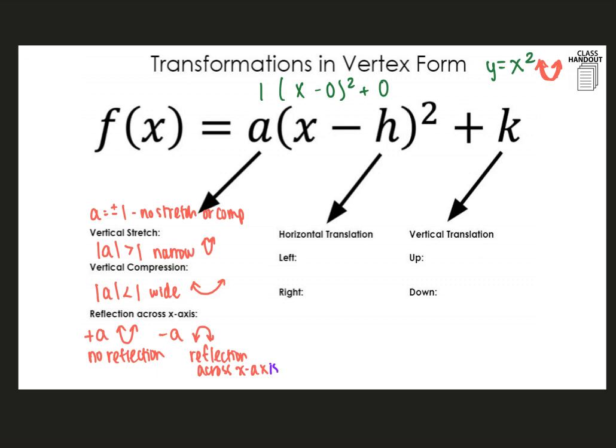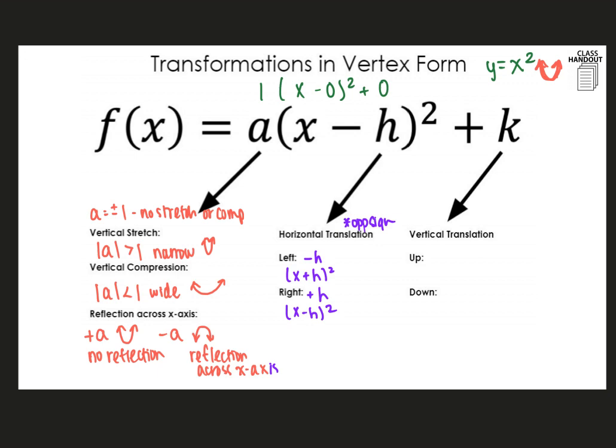So the next value is h. Well, we know that h is the x-coordinate of our parabola. However, changing the value of h actually gives us a horizontal translation. So when h is negative, we have a horizontal translation left. And just remember, it's the opposite sign for h. So in our parentheses, it's actually going to look like x plus h. And then when h is positive, we have a horizontal translation right. And again, the sign is going to be opposite when it's inside the parentheses. So horizontal translation left when h is negative, horizontal translation right when h is positive.